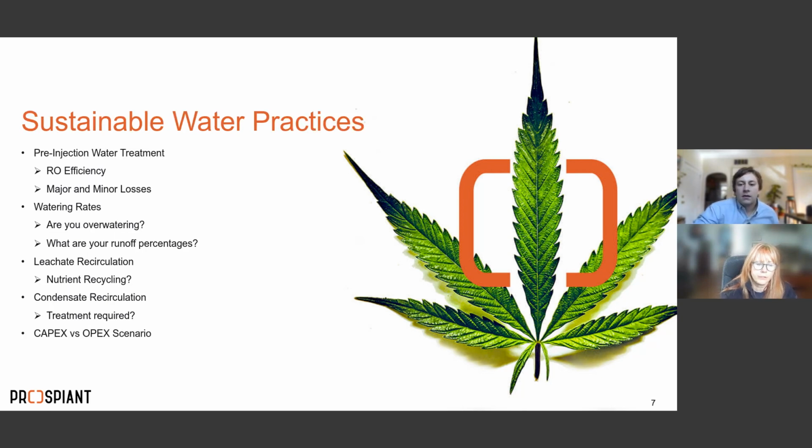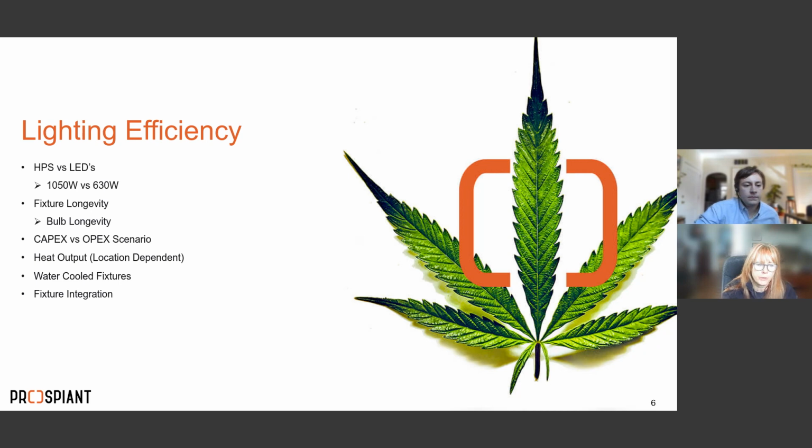What about the fixture integration? That's the last bullet point. I didn't think you spoke about that. Oh, yeah. So fixture integration, correlating this to the OpEx side.